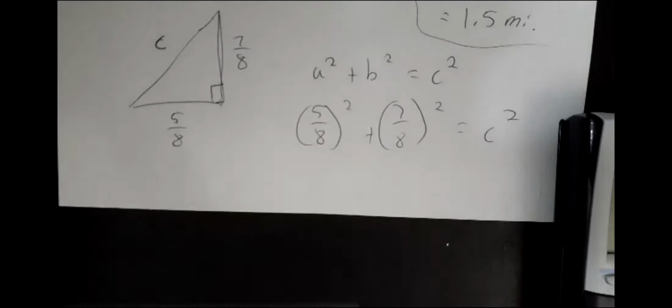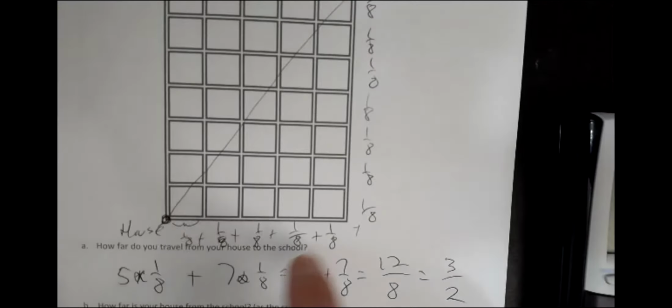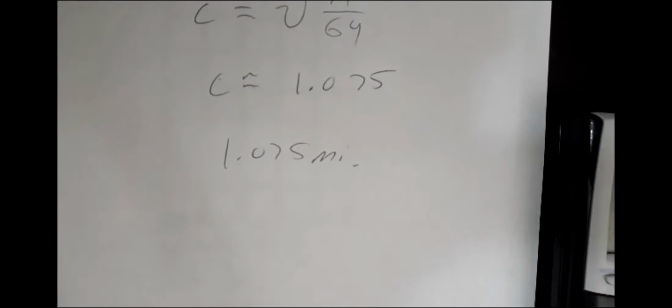So we were talking about this thing, and if we walk around the outside, it's going to be 1.5 miles. If we walk a straight line, it's going to be 1.075 miles. Does that make sense? Should it be less than walking around the outside? Yeah, it absolutely should. You're walking a straight line, it should be the shortest path.